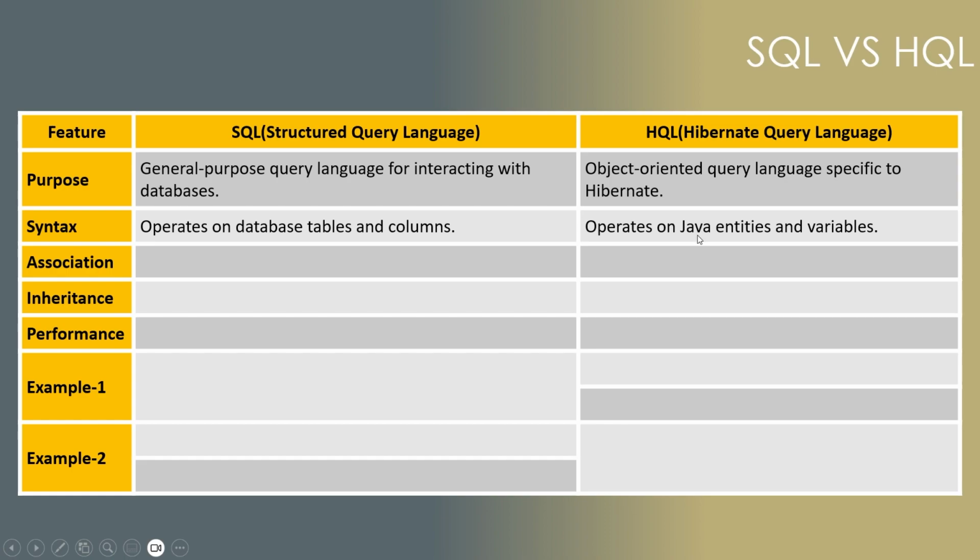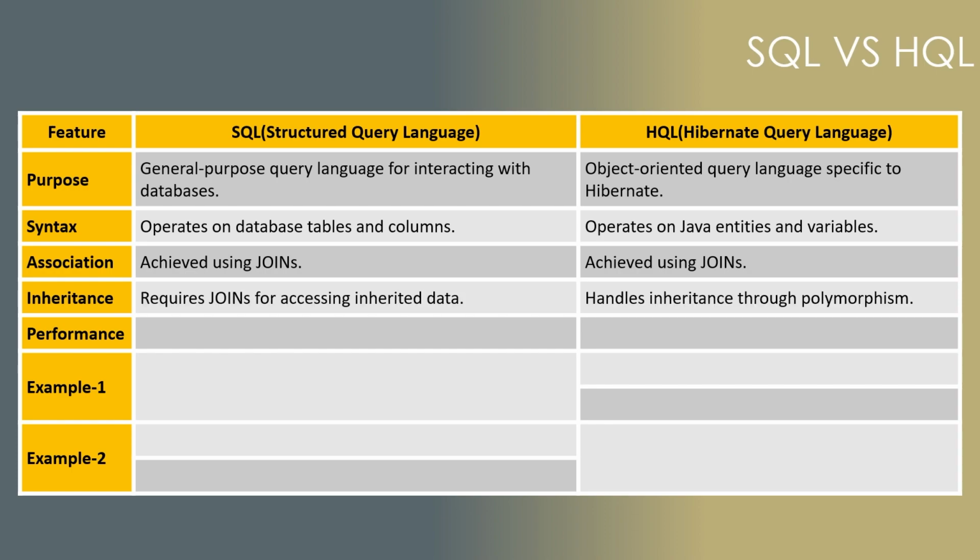But in HQL, instead of the table name, you will be making usage of your Java entity name, that is the owner class. And instead of your column names, you will be using the Java variables here. So that is the major difference between these two. Now the next one is association. Whenever we wish to do one-to-one mapping, one-to-many mapping, or many-to-many mapping, we make usage of joins in SQL. In the same way here also we will be making usage of joins only. The same join keyword will be used.